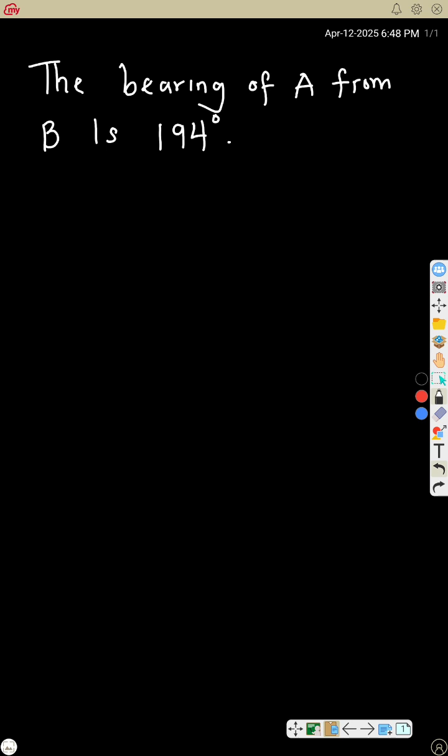That is, A is coming from B. If you see this word from, A from B, meaning A is coming from B. So definitely B is your starting point. B must be your starting point. A is coming from B, that is the bearing of A from B. So is it coming in this direction, this direction, this direction, or this direction? So where will 194 fall in this quadrant?